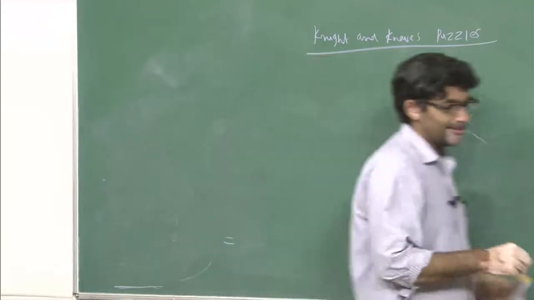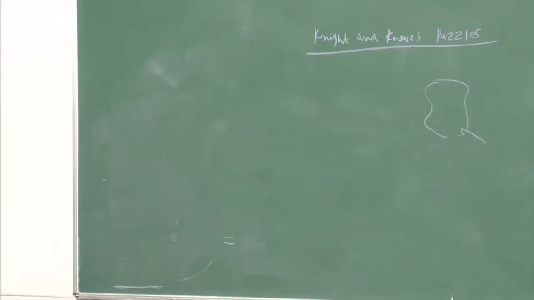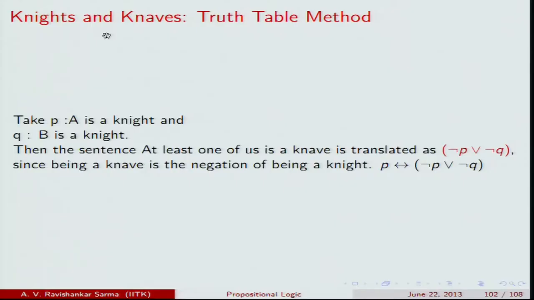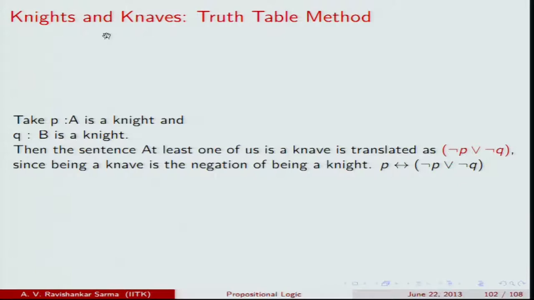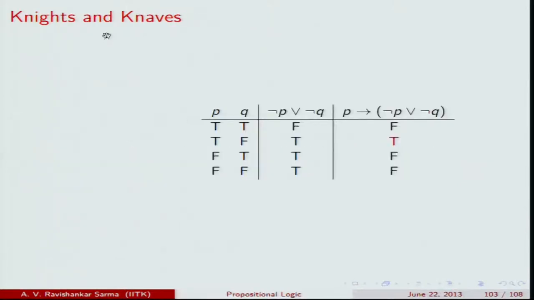And we will see what can be done with this particular kind of thing. So now let us consider that this is the one which we will be considering. This can be solved with the help of the truth table method also. You have P and Q, and "not P or Q" stands for at least one of us is a knave, and then P implies not P or not Q is the one which you need to see, because P is saying this particular kind of statement.